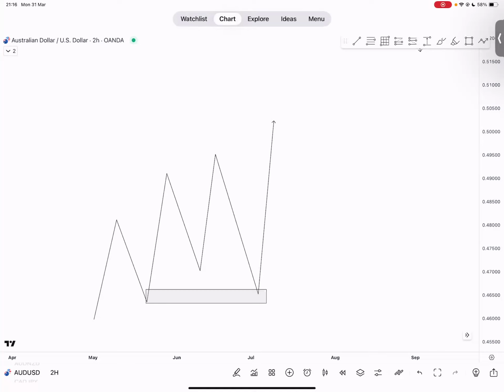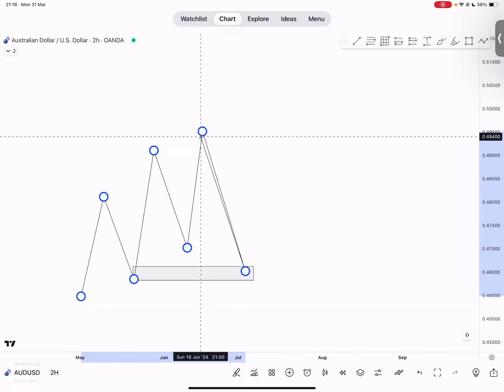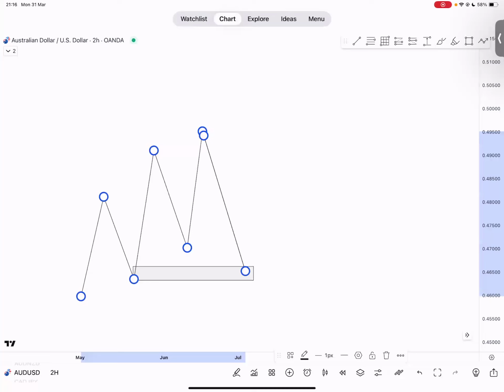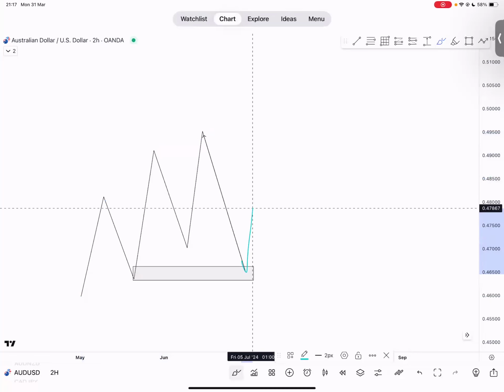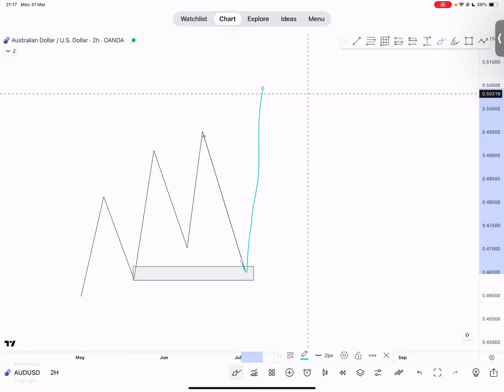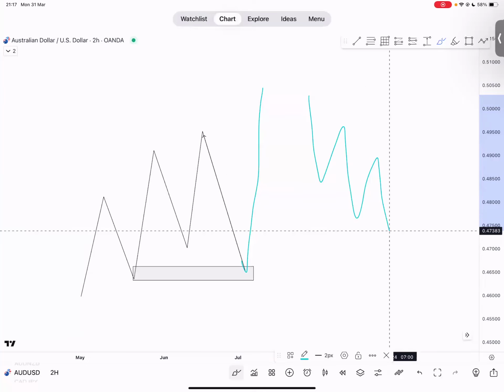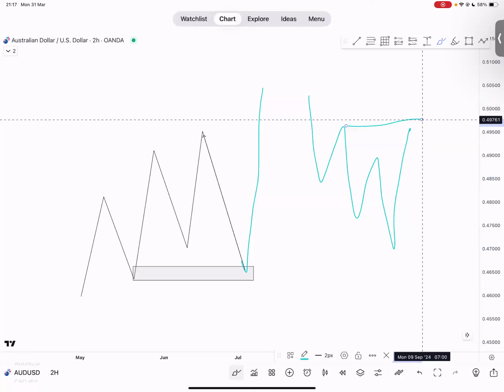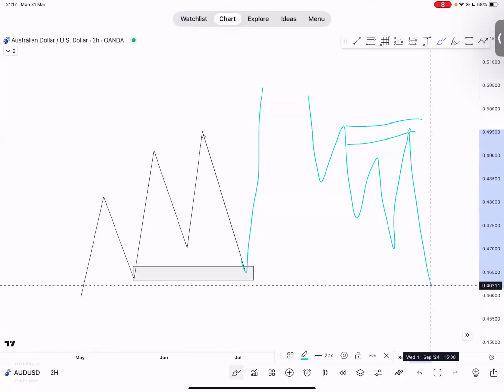And then every supply zone in the market has a function, which is to send price back down. Which means that every valid demand zone is expected that when price comes to it under normal circumstances, when price approaches it, it rejects price to the upside. And every valid supply zone is expected that when price approaches it, it sends price back down.